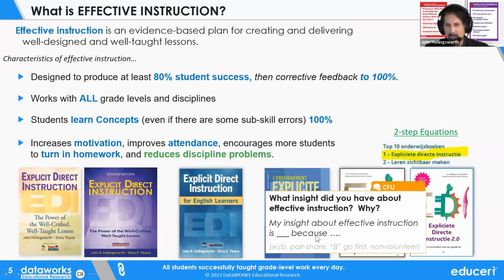My insight about effective instruction is learn concepts because once the concept is clear, it is embedded in your brain as a long-term memory.